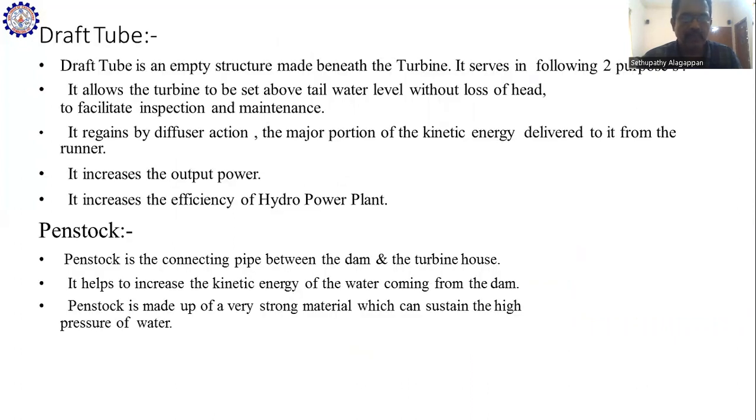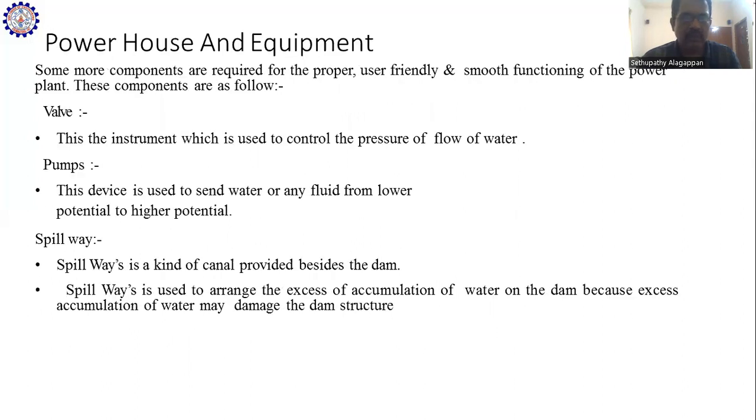The draft tube is the empty structure made beneath the turbine. At the end of the penstock, after use, the water will be stored in that area, which is called the draft tube area. Then the penstock is connected with the turbine and the water source area. The long pipe that is connected is called the penstock.